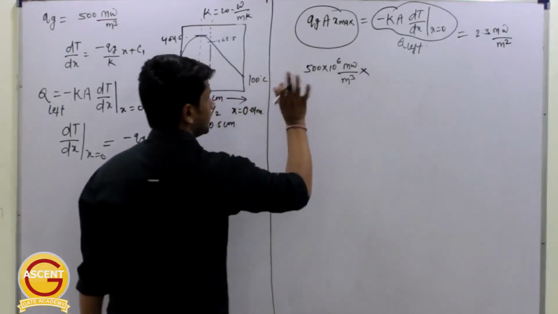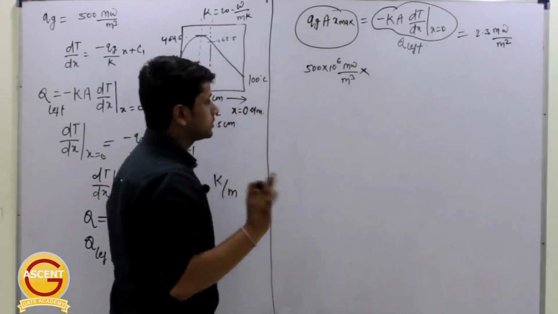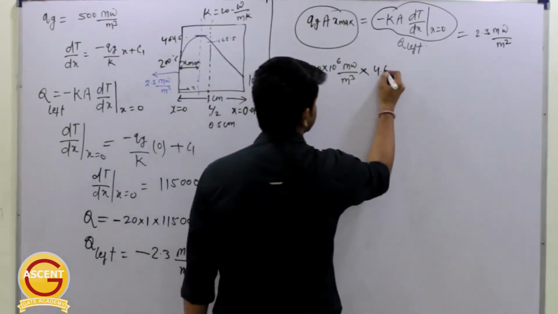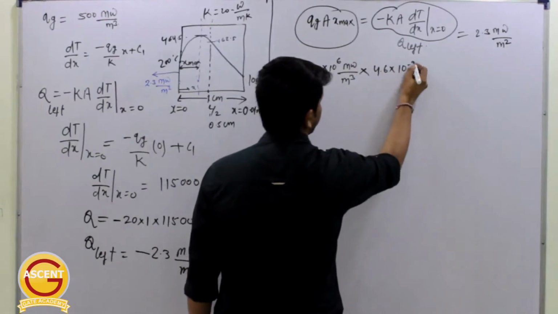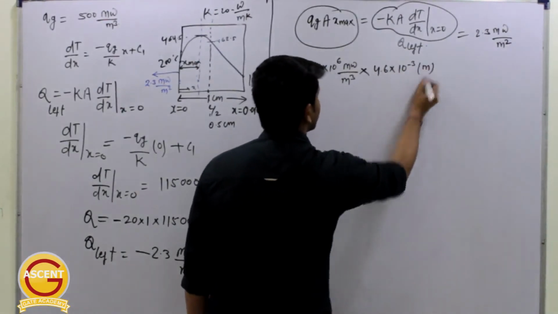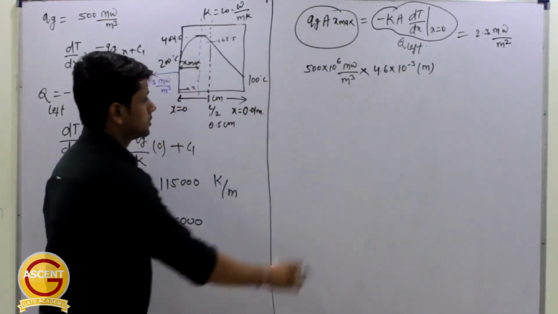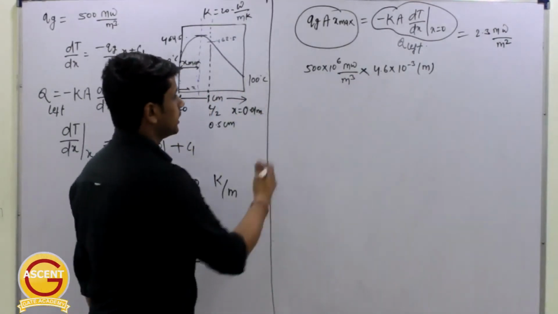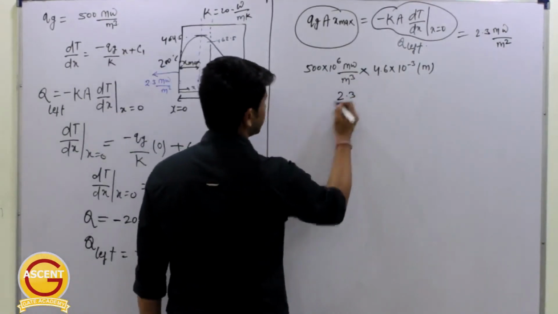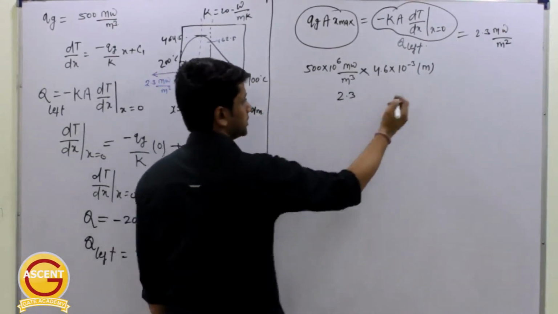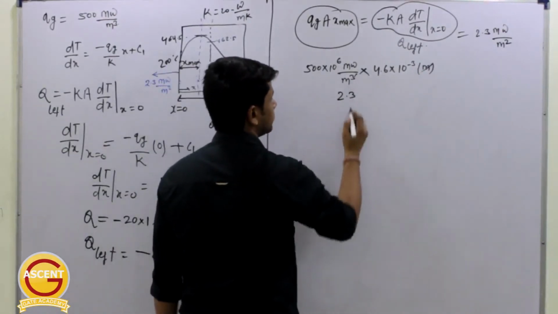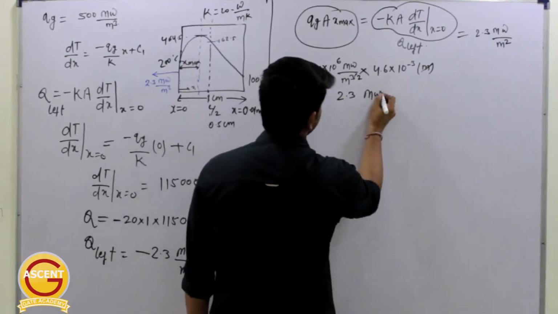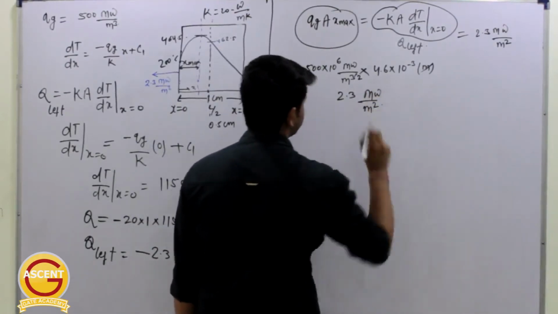Multiplied by area, we will take 1 because we want to calculate per meter square. So this X max value is how much? It is 4.6 into 10 to the power minus 3, and the unit is meter, right. So when you multiply these two values, you will get 2.3 only, right. And what will be the unit? This meter and this meter cube will get cancelled out and you will be left with meter square. So it will be megawatt per meter square.